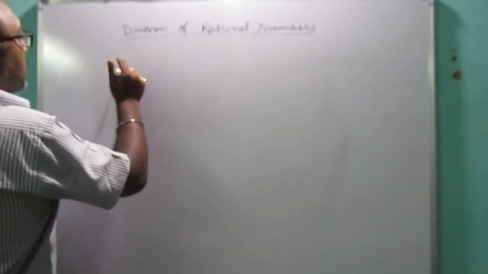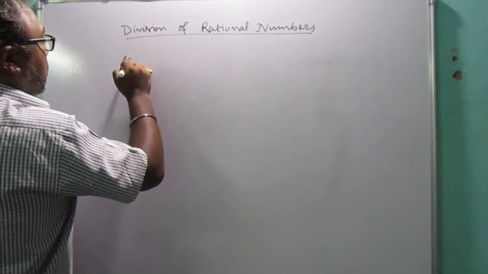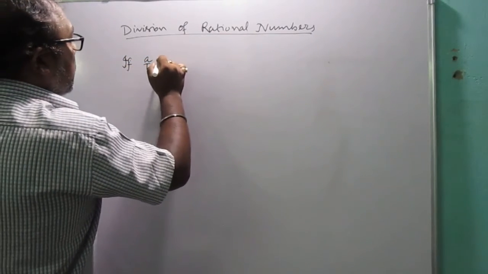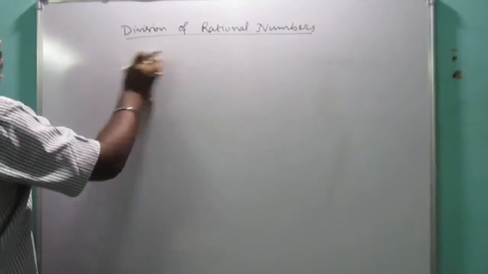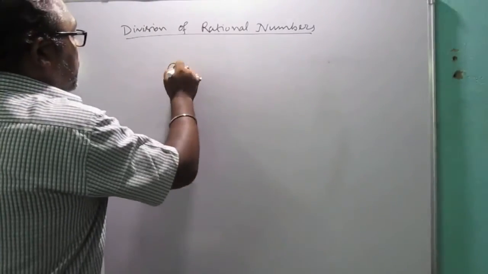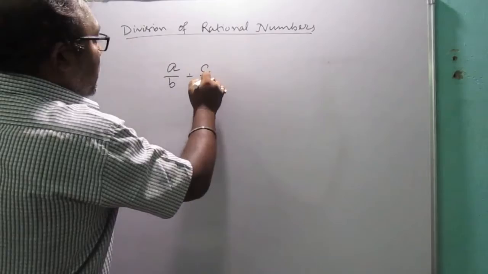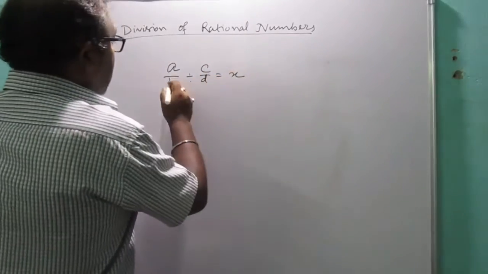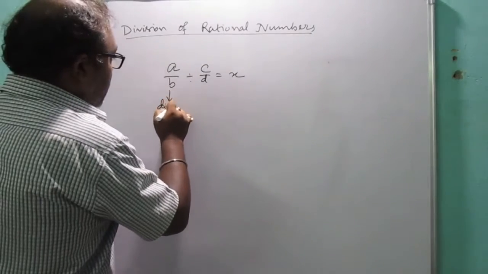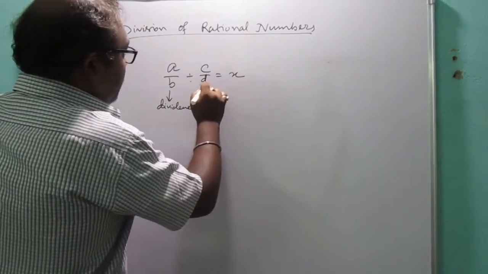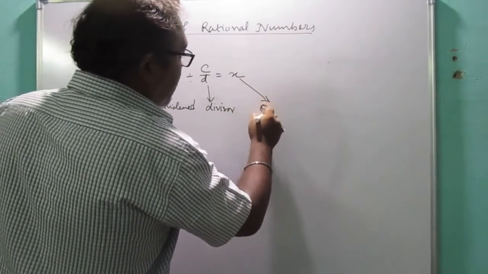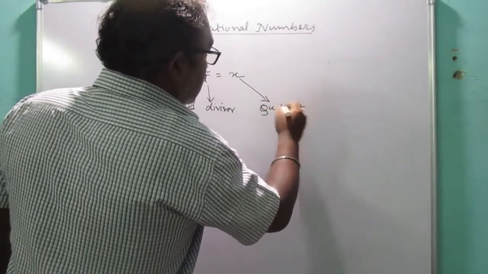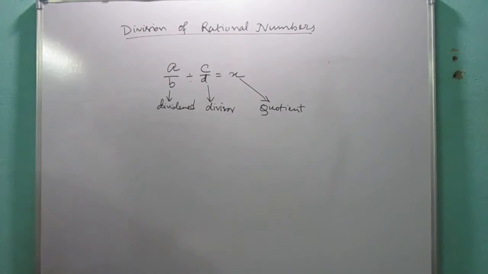Okay, suppose the rational number a by b is divided by c by d is equal to a certain number x, then a by b is called the dividend, and this one is known as the divisor, and the answer is known as the quotient. These are the important things of division of rational numbers. Okay, so let us go to the exercise now.